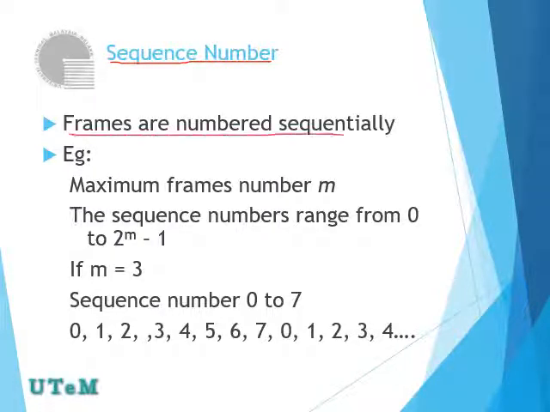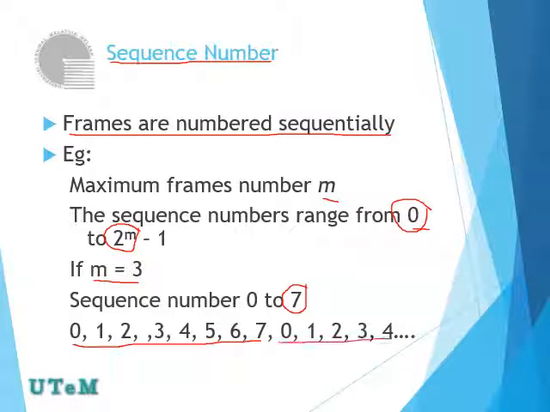Frames are numbered sequentially. For example, the maximum frame number is M. So the sequence number range is from 0 to 2 to the power of M minus 1. Let's say M equal to 3. So the sequence number is from 0 to 2 to the power of 3, which is equal to 8, minus 1, 7. So the sequence number is from 0 to 7. It will be numbered from 0 until 7, and it will be repeated 0 until 7, and so on.